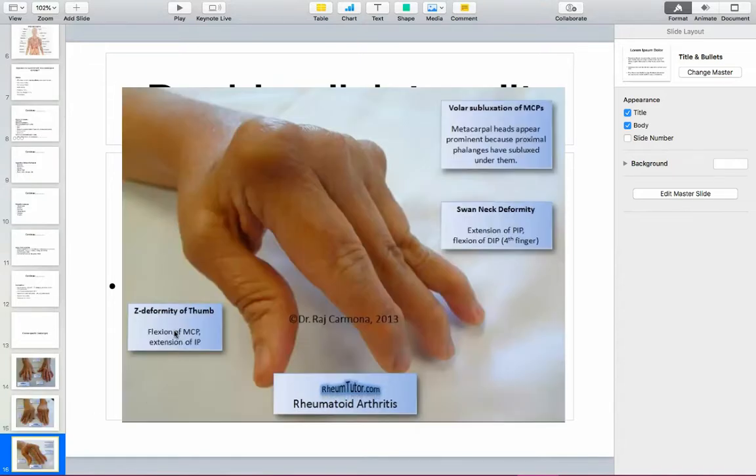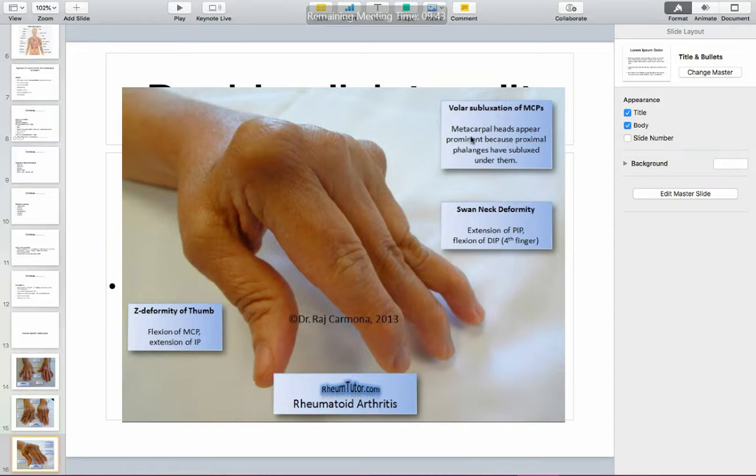Here is the Z-shaped deformity, and the reason behind the Z-shaped deformity of the thumb: remember the thumb only has the MCP and interphalangeal joint. There will be flexion at the MCP level and extension at the interphalangeal joint. And the swan neck is usually extension at the proximal interphalangeal joint and flexion at the DIP.